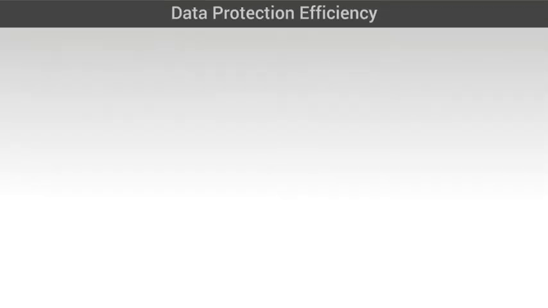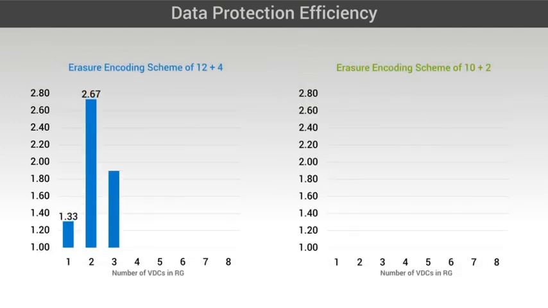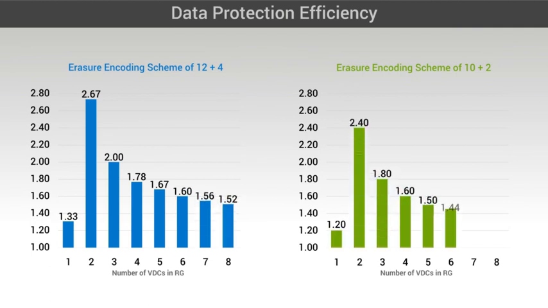As the number of VDCs in a replication group increases, the ECS algorithm more efficiently reduces the protected data overhead. The charts shown here provide information on the data protection overhead factor based on the number of VDCs in a replication group for the normal erasure coding scheme of 12 plus 4 and the cold archive erasure coding scheme of 10 plus 2. The charts also illustrate how ECS becomes more storage efficient as more VDCs are added to the replication group.